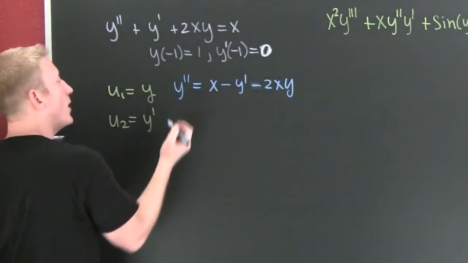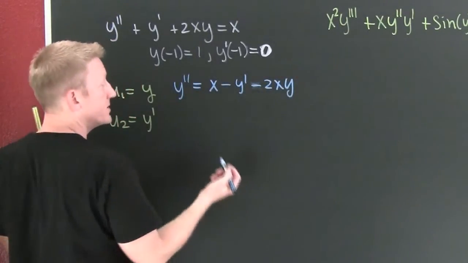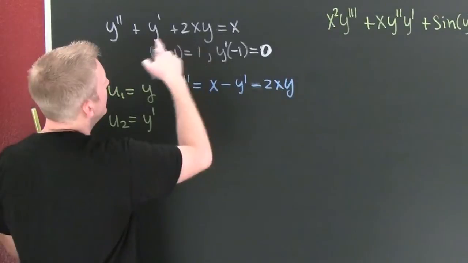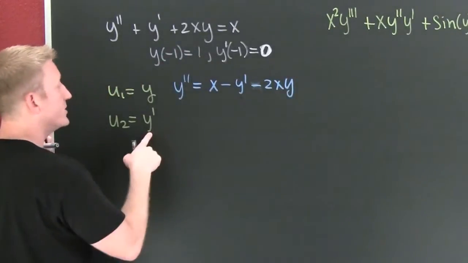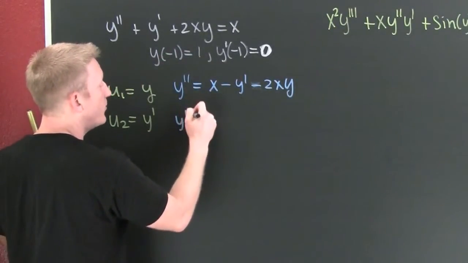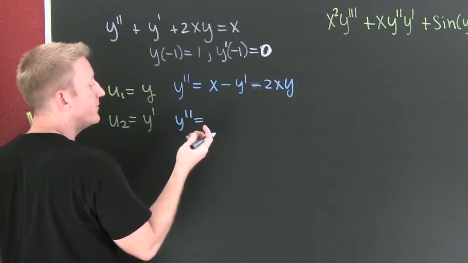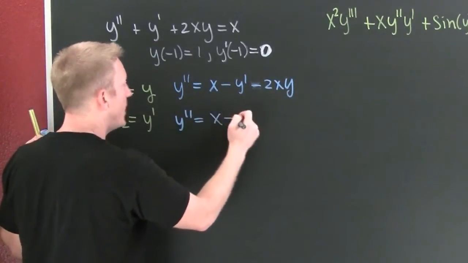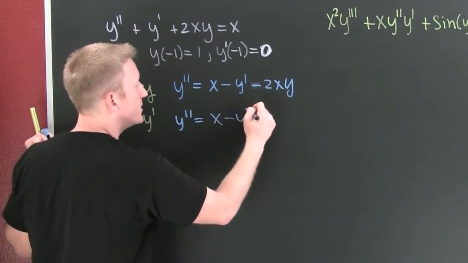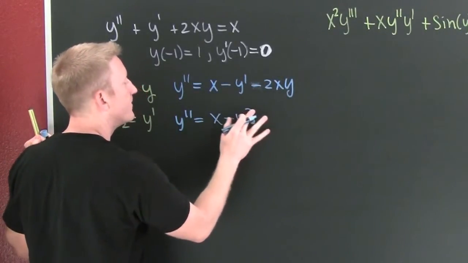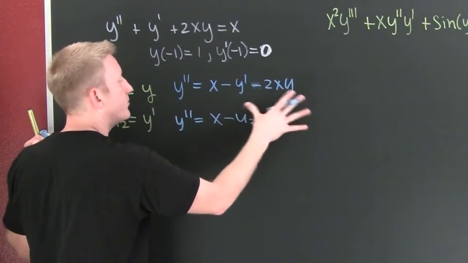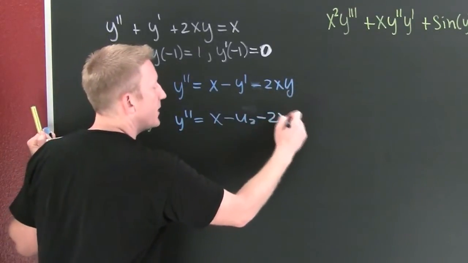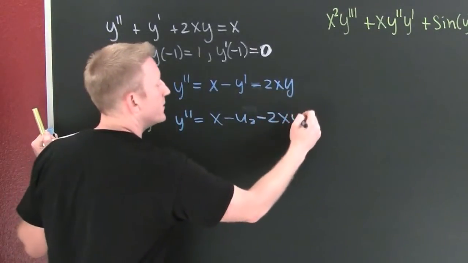All right, so now what do I want to do? I want to substitute in my new variables. Y prime was u2. So here we'll see y prime prime is equal to x minus u2, that's u2, minus 2x and u1.